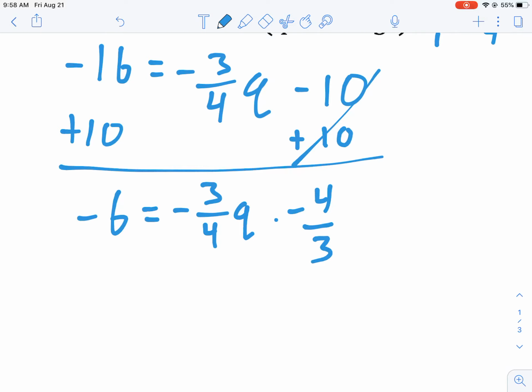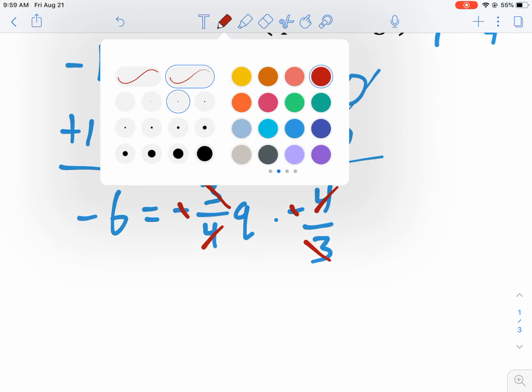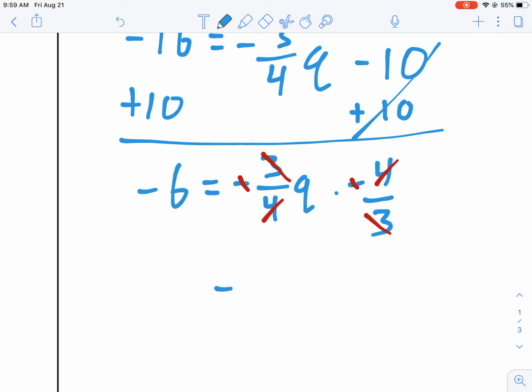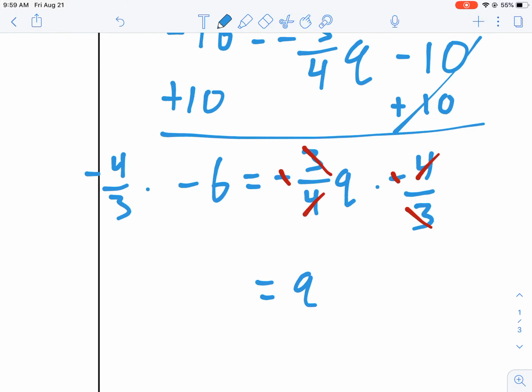So you'll see me say this a lot this year, right? Multiply by the reciprocal. The reason this works is because this 3 cancels out with that 3. This 4 cancels out with that 4. This negative sign cancels out with this negative sign. And so everything goes away and you're just left with q. So you're going to multiply by the reciprocal on both sides, all right? And that is going to eliminate that fraction. So now we just have q left. So now we just need to figure out, what is negative 4/3 times negative 6? So we know that's over 1.